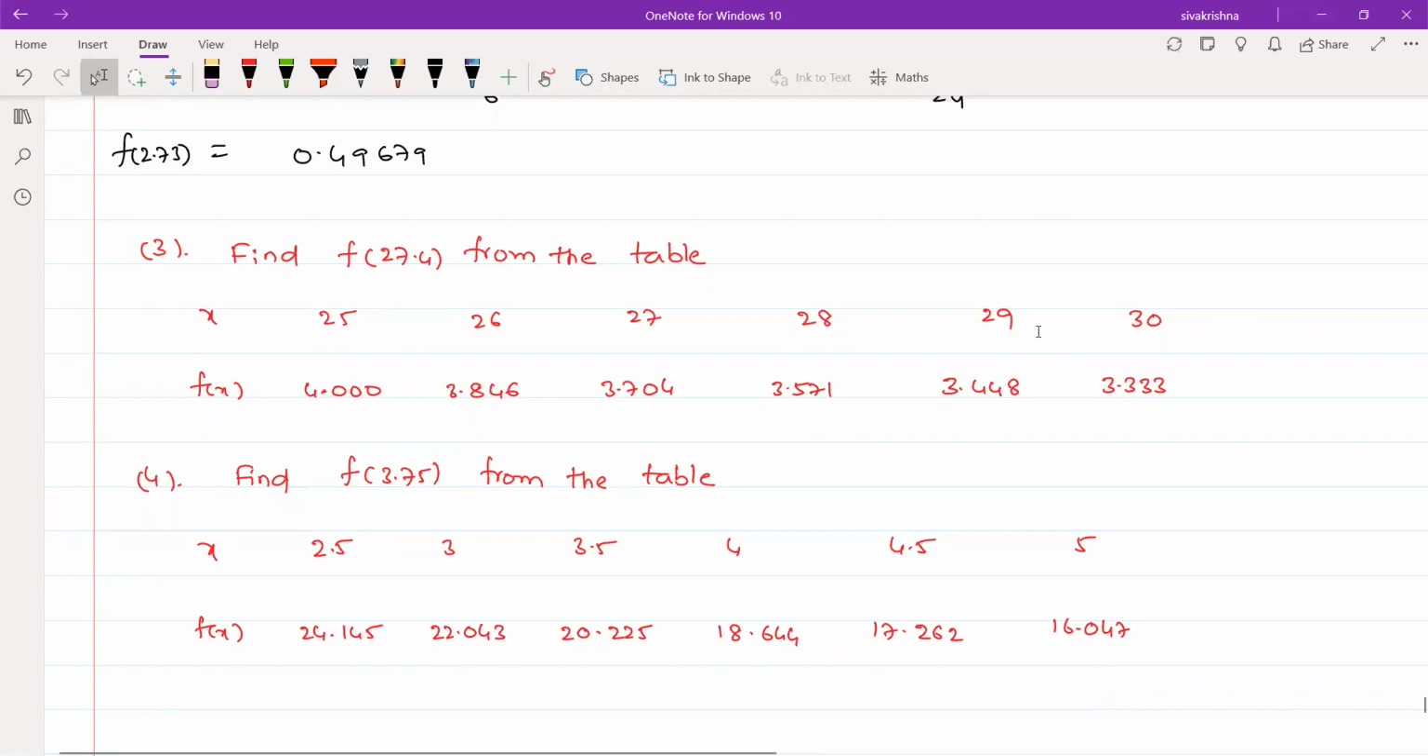I have given you 2 more problems for homework. In the first problem, we have to find f of 27.4 from the table, and in the second problem, you have to find f of 3.75 from the table. You may choose x naught as any of the values. In the first problem, 27.4 lies between 27 and 28, so you may choose either 27 or 28 as x naught. Similarly, in the second problem, 3.75 lies between 3.5 and 4, so you may choose either 3.5 or 4 as x naught. Okay, thank you.